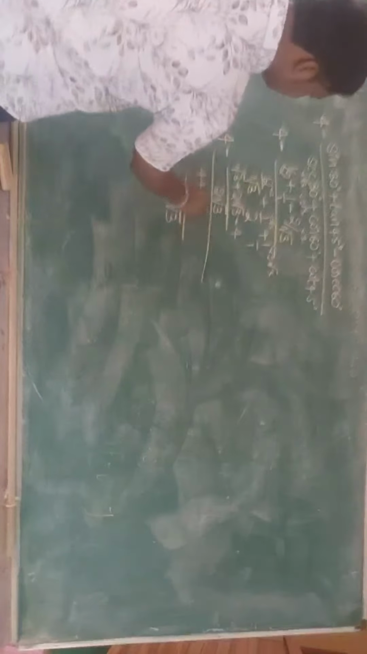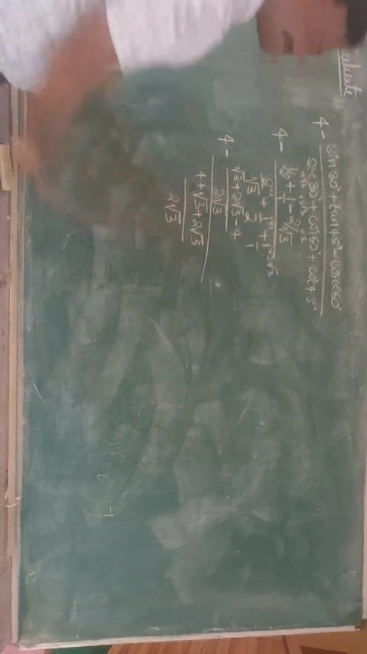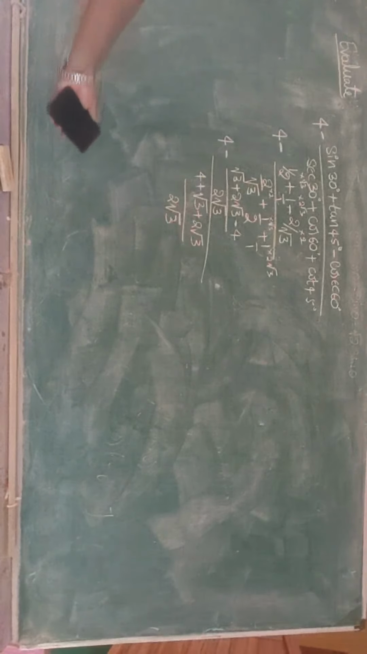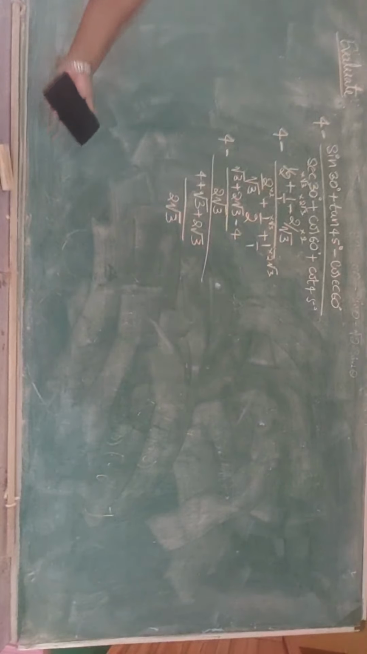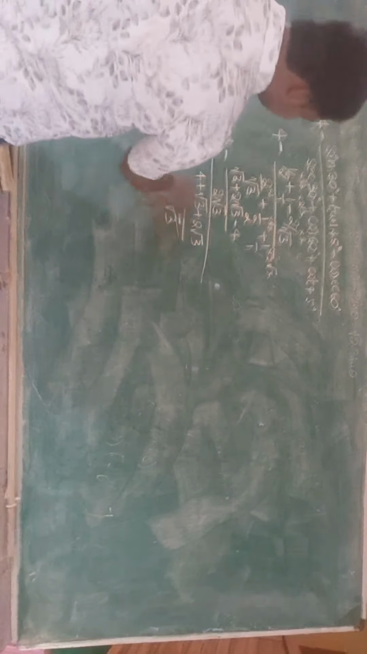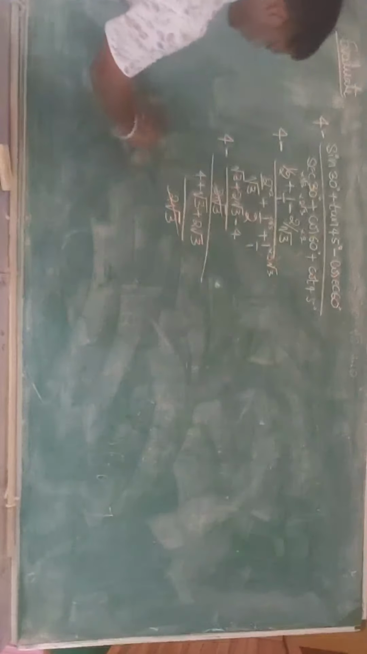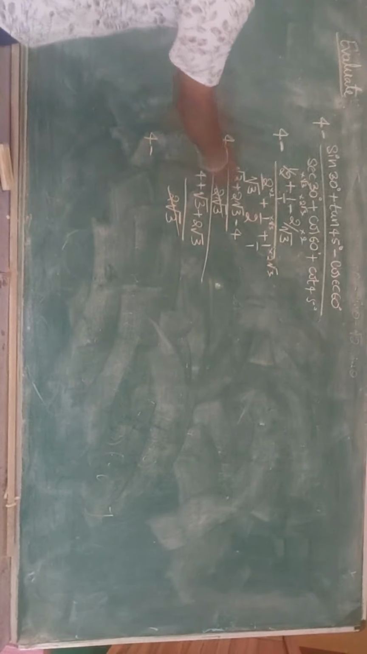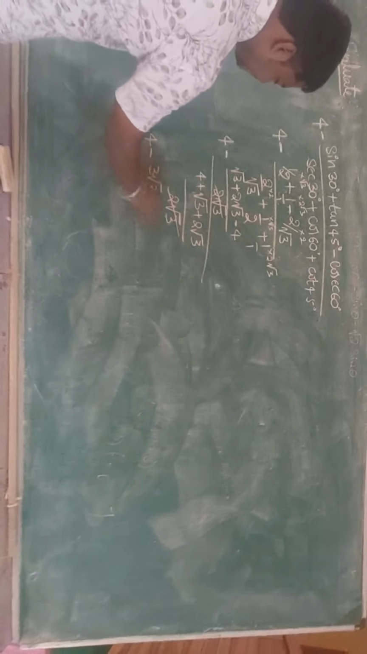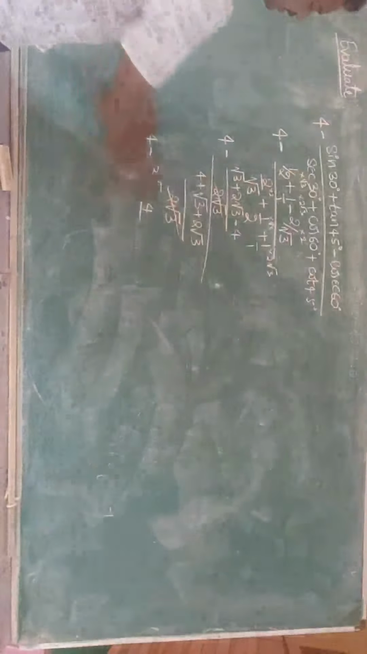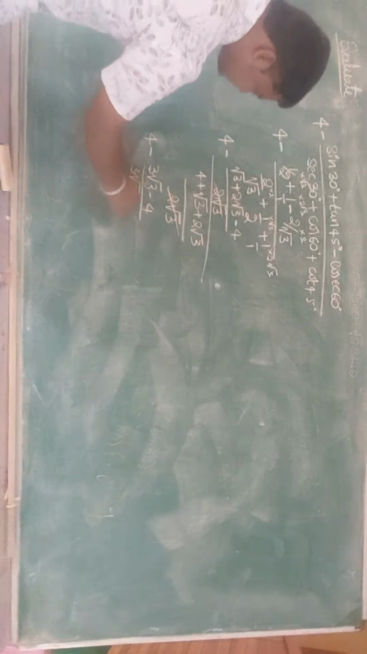4 plus root 3 plus 2 root 3. Am I right? Did you get the same answer? Yes. 2 root 3 gets cancelled. So now 4 minus, here 1 root 3 is there, here 2 root 3, so 3 root 3 minus 4, divided by 3 root 3 plus 4.